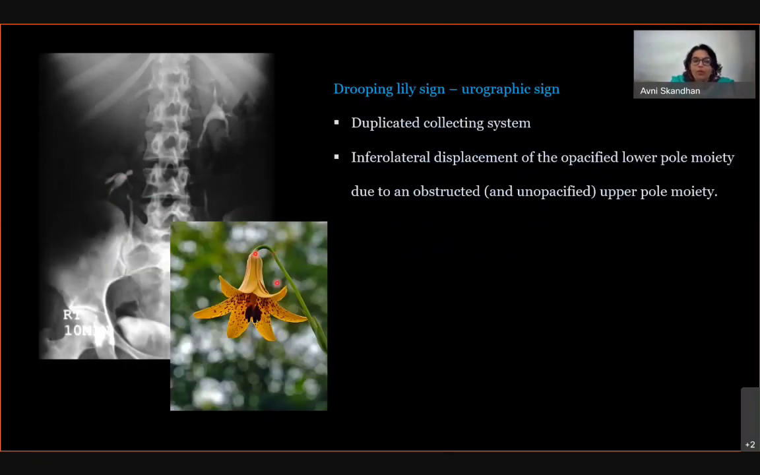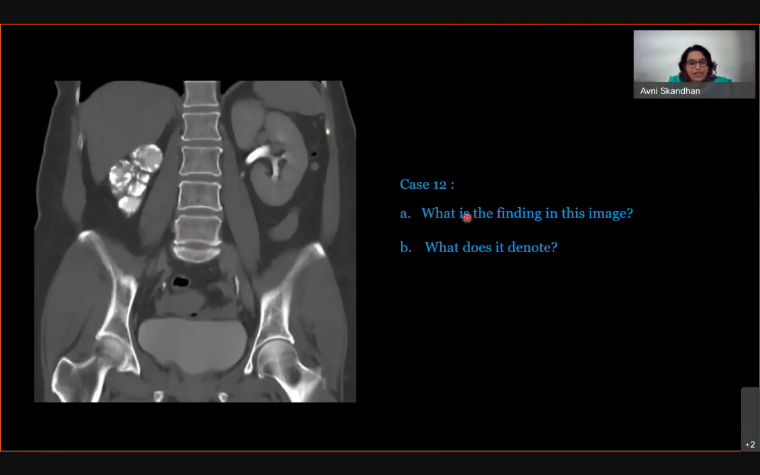So it is the one which is looking like a drooping lily there. Okay, this is how a drooping lily looks. That's how it normally looks. So you have an upper moiety which is non-functional and which is giving this appearance, because if you see this side also filling up, you'll see it beautifully coming and joining here, but that is not happening here. So it's a dual moiety and the upper moiety is obstructed here. Okay. Next is, what is the finding in this image?